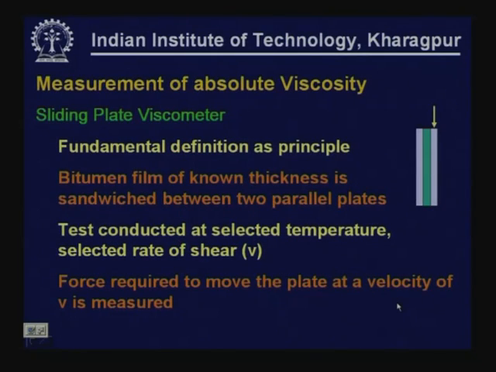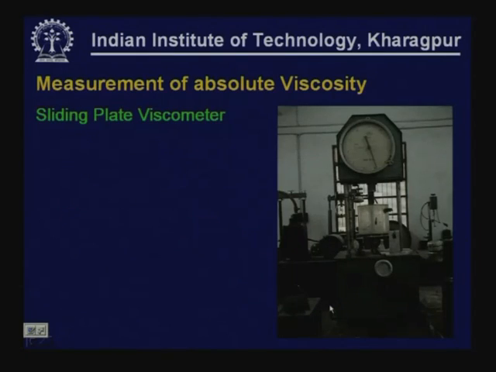For measurement of absolute viscosity, we normally use what is known as a sliding plate viscometer, which operates on the basis of the fundamental principle of the definition of absolute viscosity. In this, a bitumen film of known thickness is sandwiched between two parallel plates. The test is conducted at a selected temperature and at a selected rate of shear, that is velocity. The force required to move the plate at a velocity of V is measured. This is a typical setup used for determining the absolute viscosity using a sliding plate viscometer.